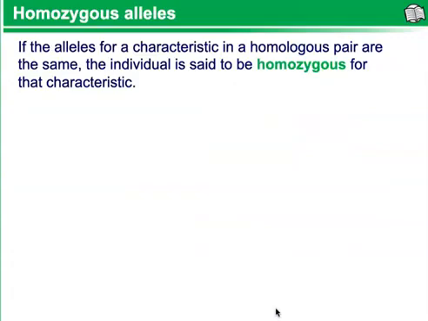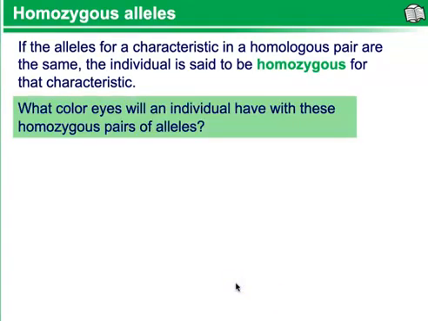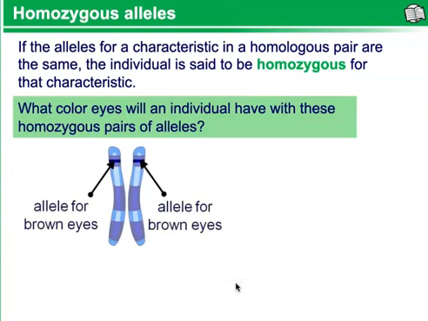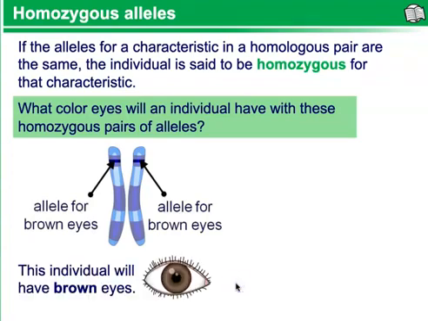Homozygous alleles. If the alleles for a characteristic in a homologous pair are the same, the individual is said to be homozygous for that characteristic. What color eyes will an individual have with these homozygous pairs of alleles? An allele for brown eyes and an allele for brown eyes. You guessed it, the individual will have brown eyes.